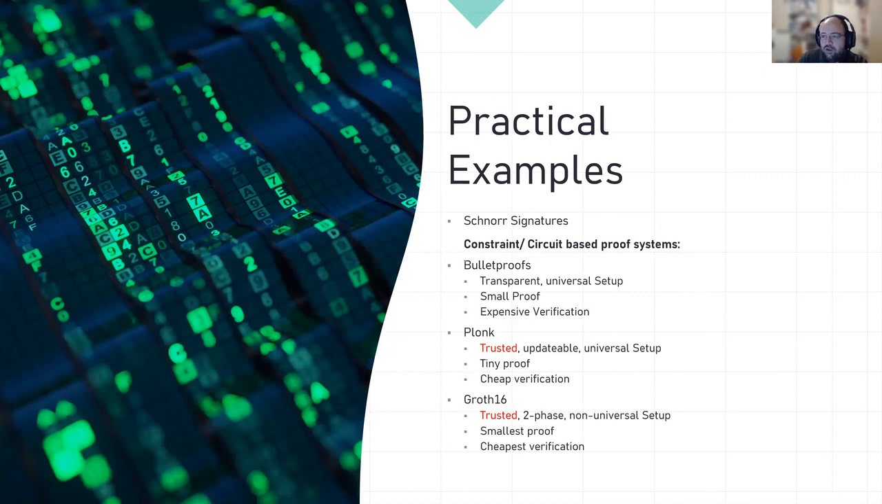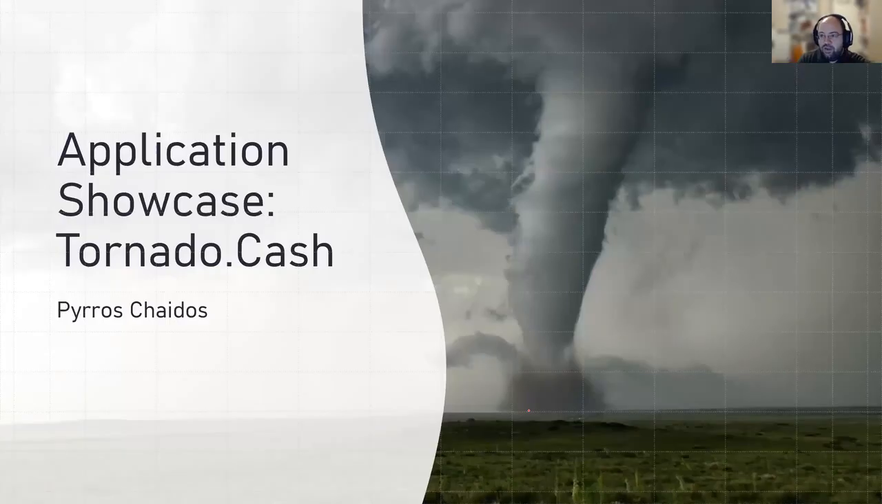So just going from more to less efficient, or from less to more efficient. Bulletproof, transparent setup, easy to do with a hash function. Plonk, updatable setup, easy to do with a one-phase construction. Groth16, you need the two-phase construction, and you need to rerun phase 2 for every different proof statement that you want to handle. Okay, this is a good place to take questions, and then we move on to Tornado Cash.